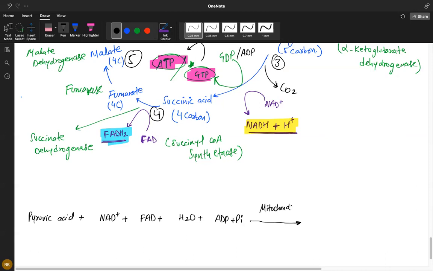Mitochondria. And where in mitochondria? Mitochondrial matrix. And what all things are we getting out of it? We got CO2, plus we got lots of NADH. How many? We will count.